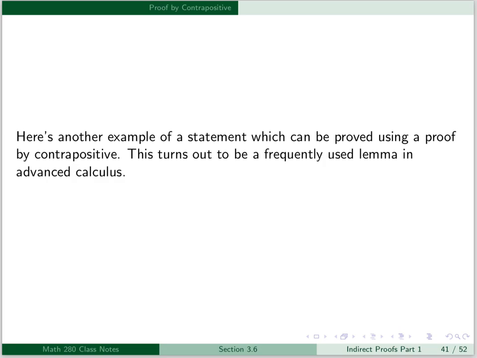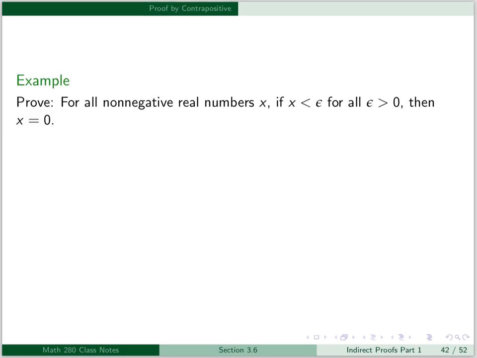Here's one more example of a statement which can be proved using a proof by contrapositive. This turns out to be a frequently used lemma in advanced calculus. So we want to prove for all non-negative real numbers x, if x is less than epsilon for all epsilon greater than 0, then x is equal to 0.